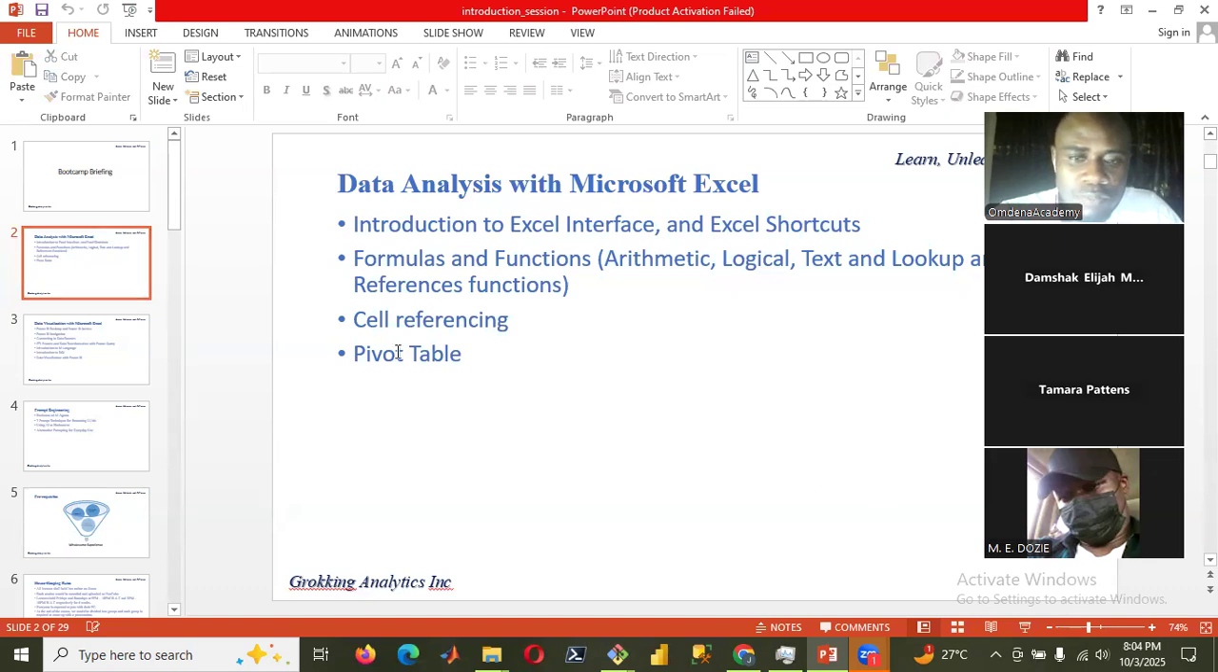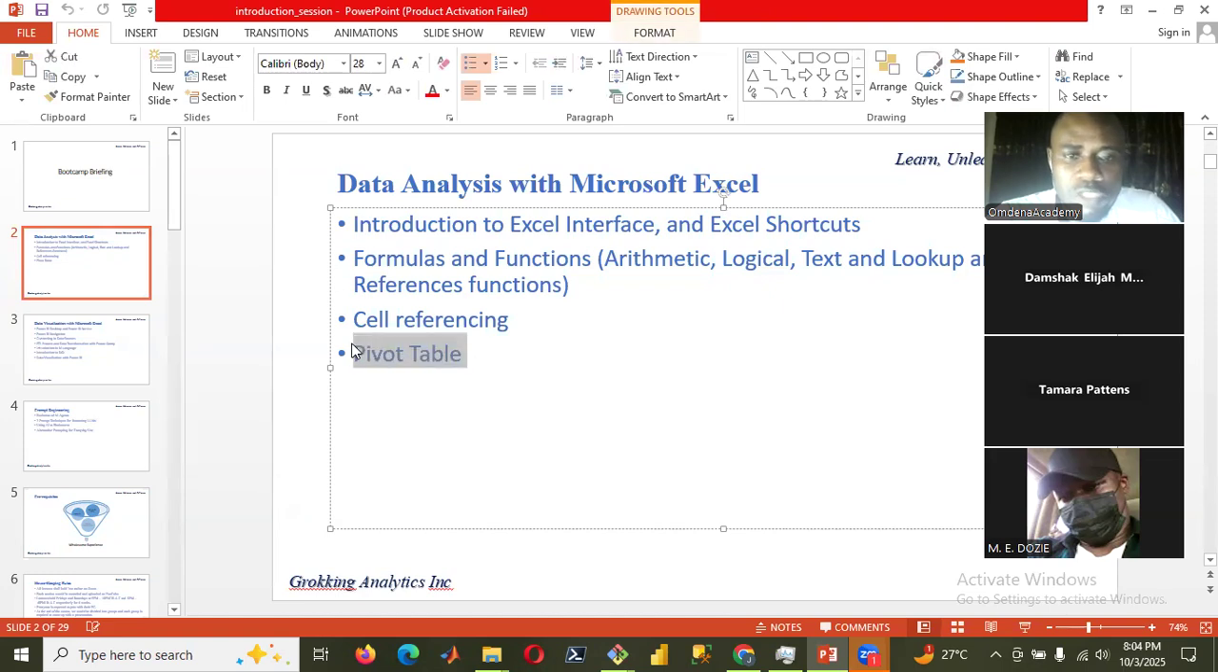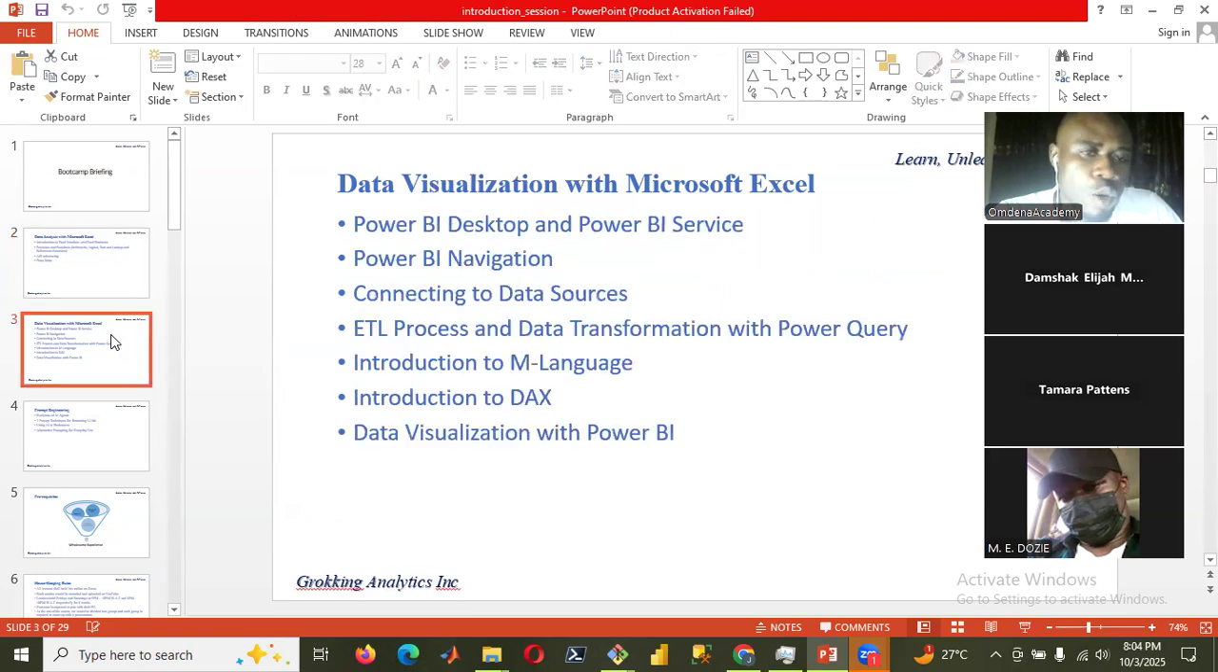So, we're going to cover introduction to Excel, formulas and functions, cell referencing, and then we'll dwell a lot on pivot table and see how we can apply it. Also, we are going to discuss data visualization with Microsoft Excel.